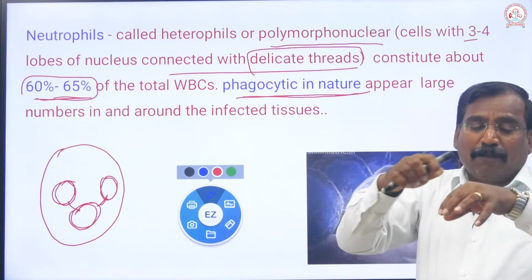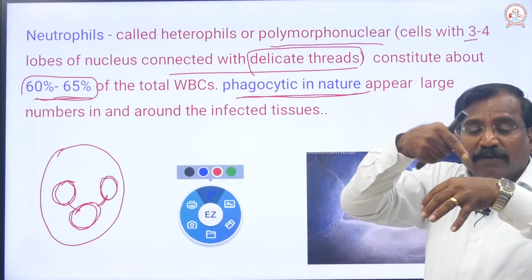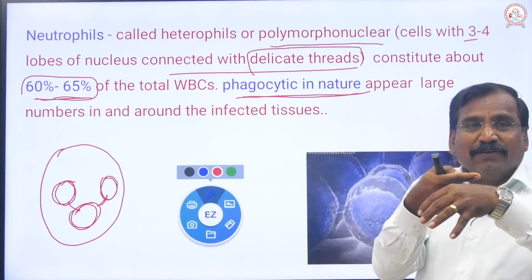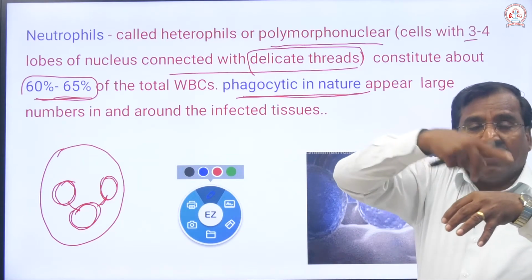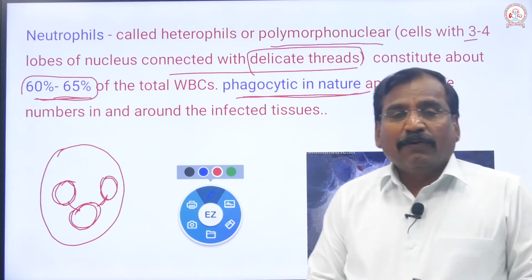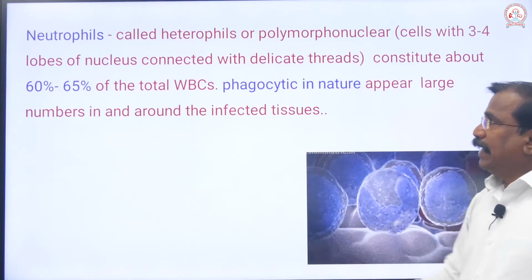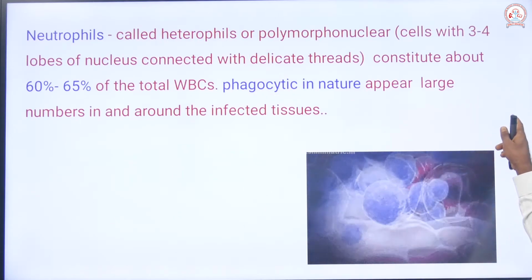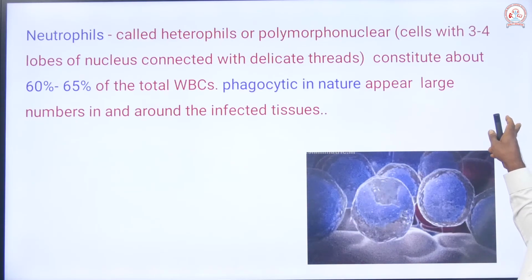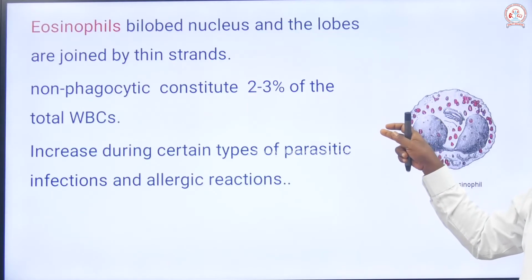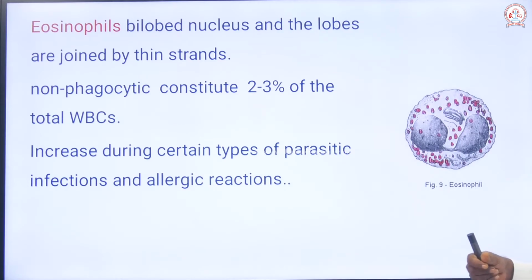They are more around the infected area. If I have a wound, they surround it, because microbes may enter through that wound and infect my body. To catch them, more neutrophils are there around the wound. Neutrophils, which are called polymorphonuclear neutrophils, 60 to 65%, 3 to 4 lobes interconnected by a delicate thread. That is important. And next is the eosinophil.